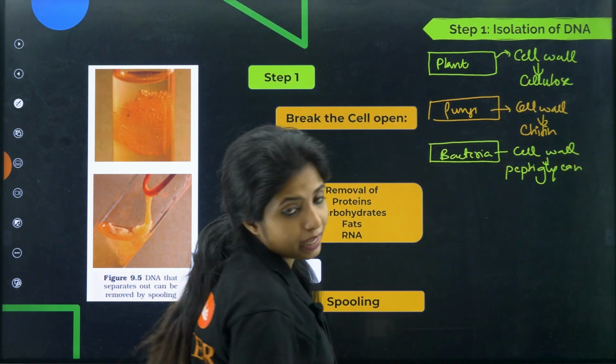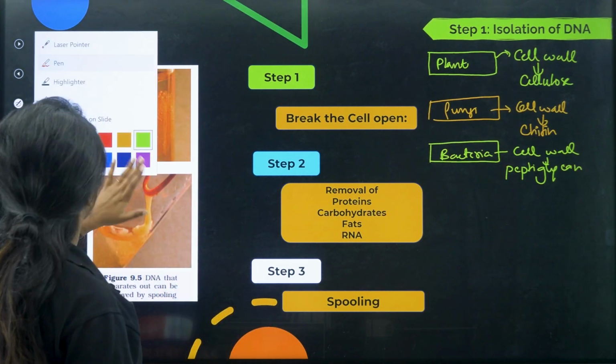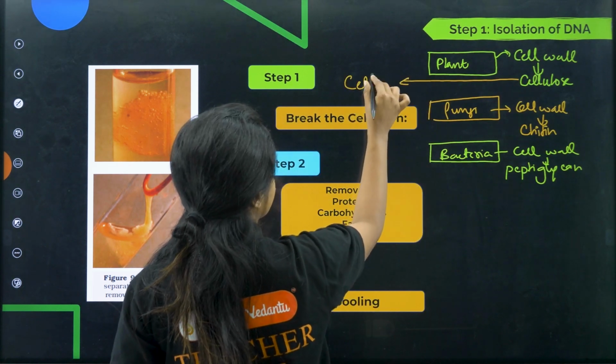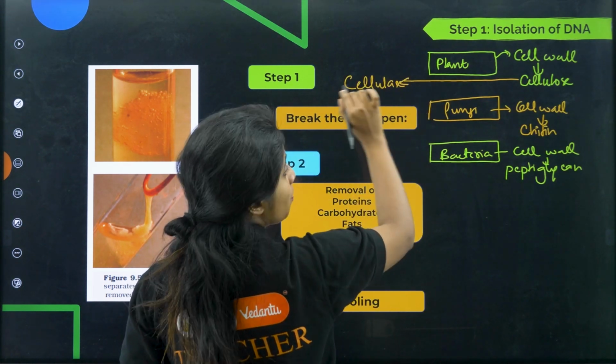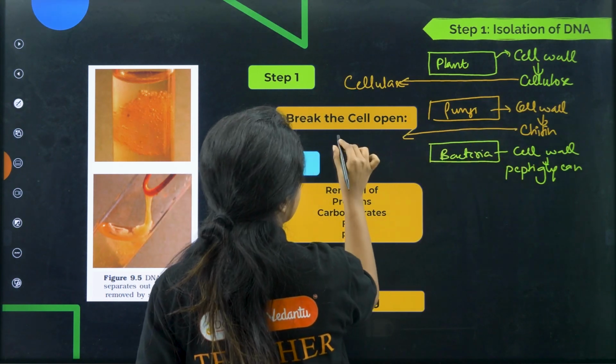So, children, we need to break the cell walls. Obviously, we need to break them. So, what all do we need? We need enzymes for that. The first enzyme, for cellulose breaking, we need cellulase. You would be asked to match the correct enzyme, so you should be knowing it. For chitin, you can use chitinase.